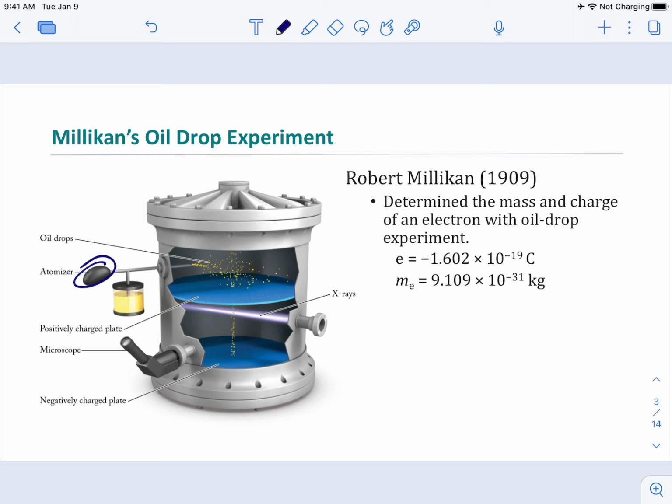But that's the idea. Small little droplets that will fall through this hole. And he's got these positive and negatively charged plates. And of course, he has a microscope here to look at these.